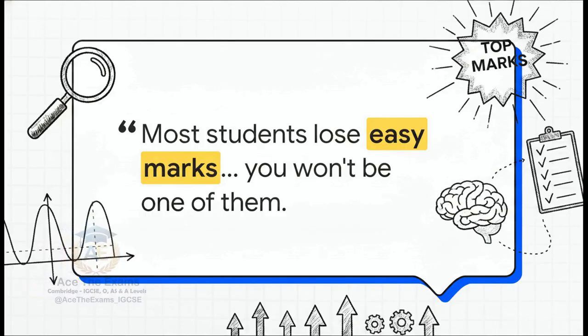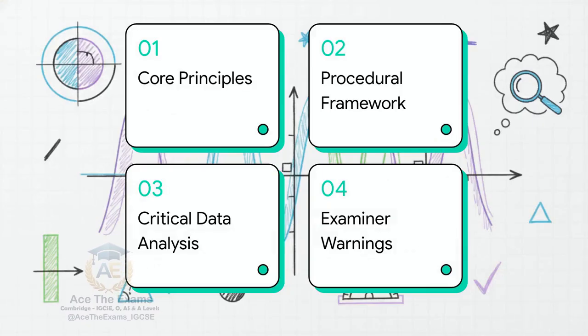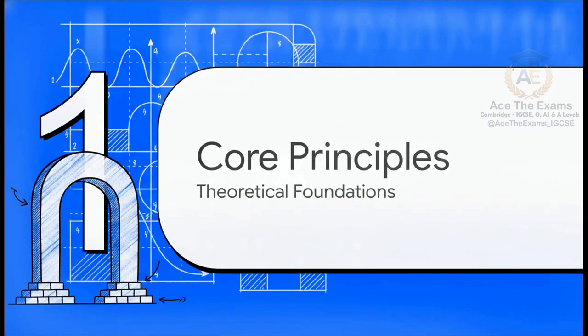Today, we are completely shifting your perspective. You are no longer just a student desperately trying to find an answer. You are stepping into the shoes of the examiner, looking for specific evidence of understanding. Here is our strategic roadmap for this explainer. 1. Core trigonometry principles. 2. The procedural framework. 3. Critical data analysis. And 4. Top examiner warnings. Section 1. Core trigonometry principles.